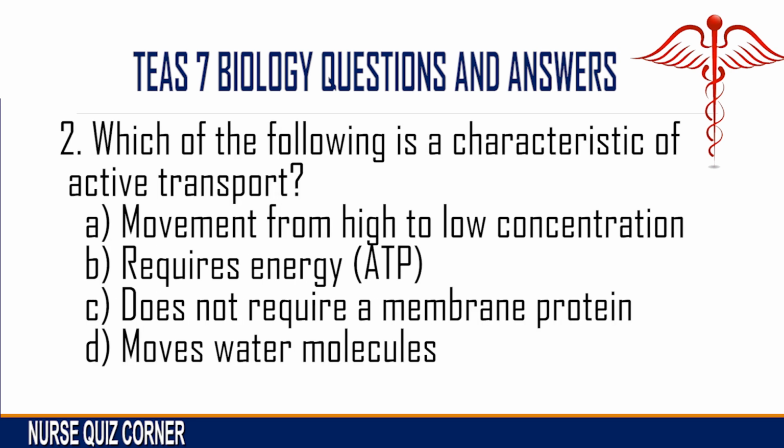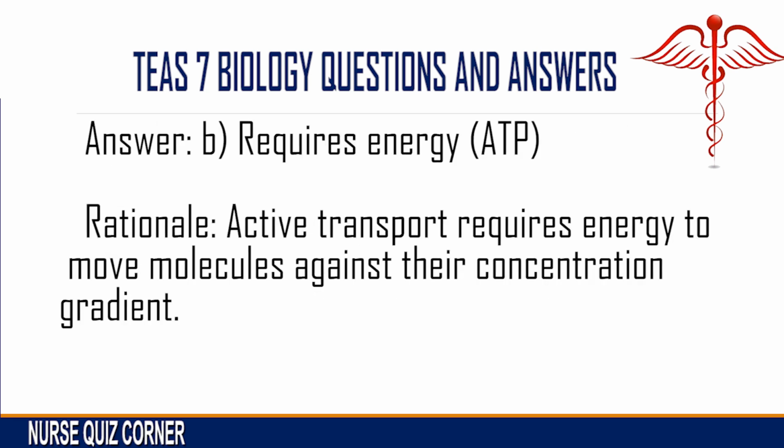2. Which of the following is a characteristic of active transport? A. Movement from high to low concentration. B. Requires energy, ADP. C. Does not require a membrane protein. D. Moves water molecules. Answer: B. Requires energy, ADP. Rationale: Active transport requires energy to move molecules against their concentration gradient.